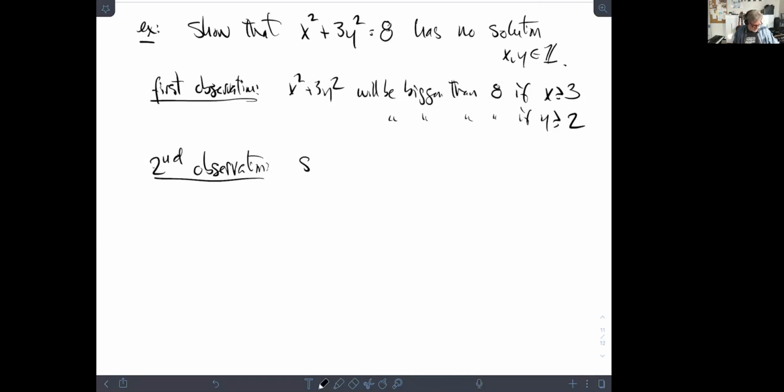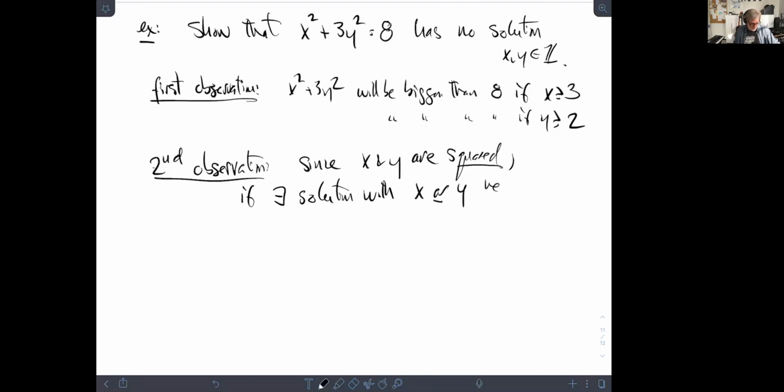Let me write that up. Okay, so since x and y are squared, if there exists a solution with x or y negative, then there exists a solution with x, y positive. Do you agree with this statement? So if I manage to find a solution where one of x or y is negative, I can just flip its sign. I will still get a solution, and then both x and y are positive. So if there's a solution, there is one where x and y are positive. Agreed?